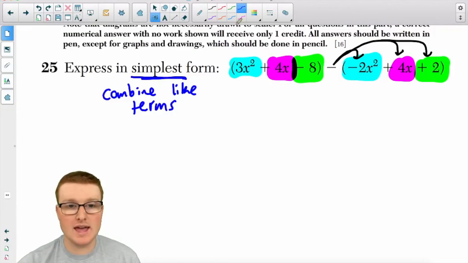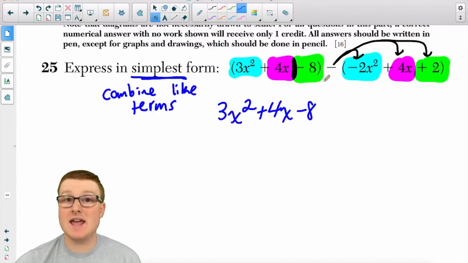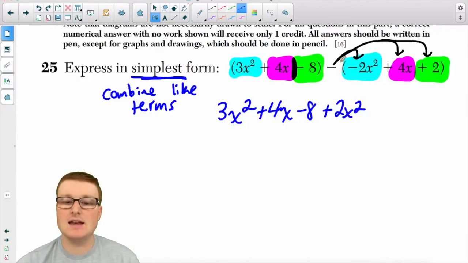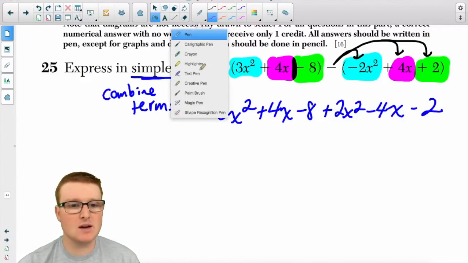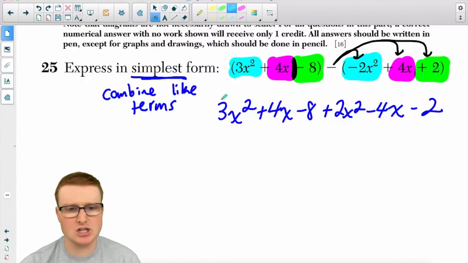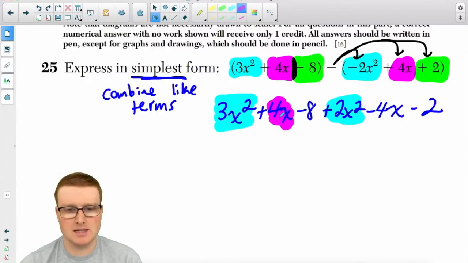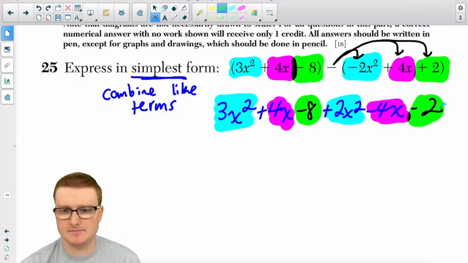So, we get 3x squared plus 4x minus 8. Now, a negative times a negative 2x squared gives you a positive 2x squared. Negative times positive 4x is a negative 4x. And negative times a positive 2 gives you a minus 2. But again, we're still combining like terms. Nothing has changed here except the signs. No big deal. Let's go ahead and do it right now.